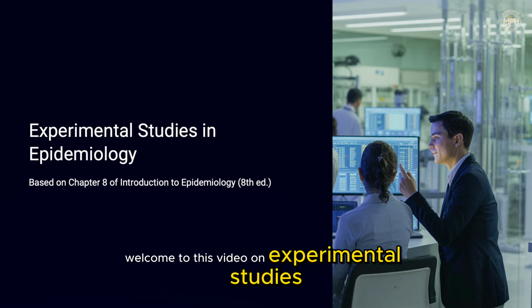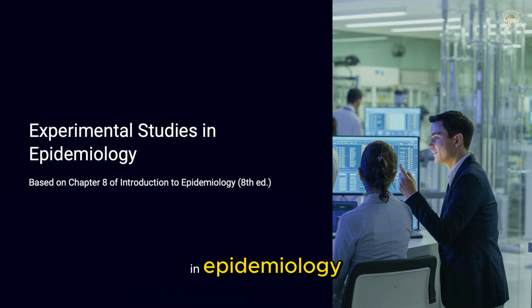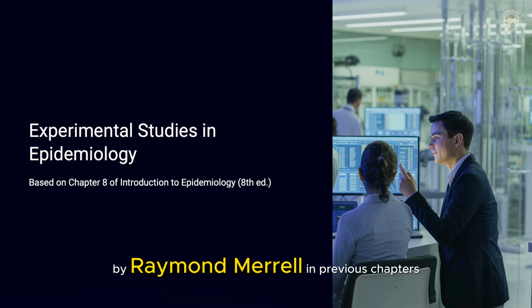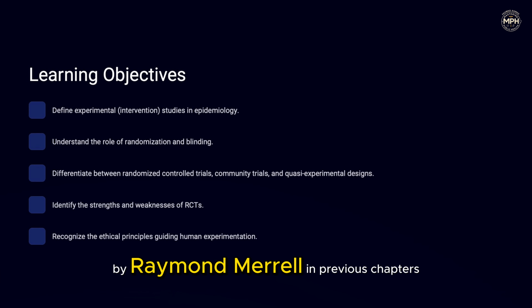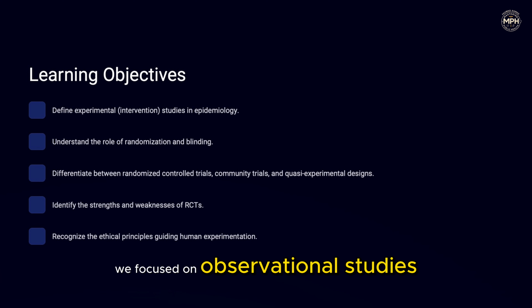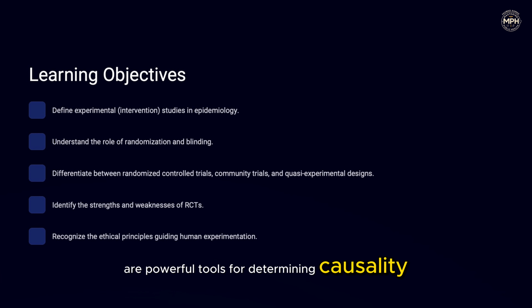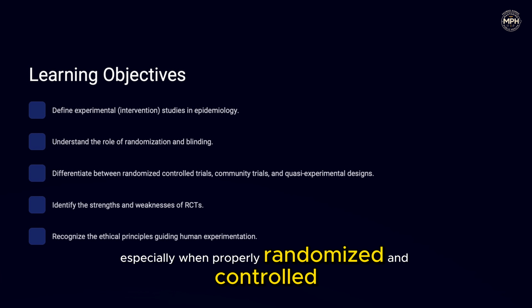Welcome to this video on experimental studies in epidemiology based on Chapter 8 of Introduction to Epidemiology by Merrill. In previous chapters, we focused on observational studies where researchers simply observe patterns in existing data. This chapter shifts into experimental studies where researchers introduce an intervention to test its impact. Experimental designs are powerful tools for determining causality, especially when properly randomized and controlled.